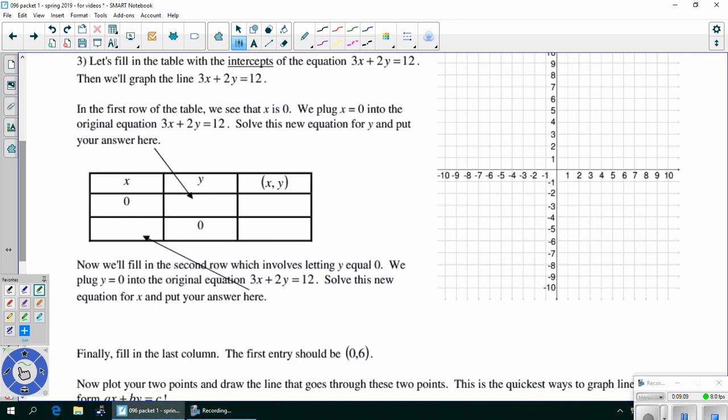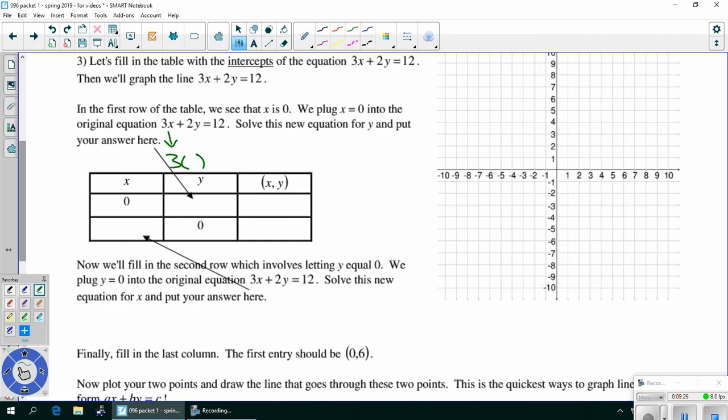So let's take a look at this table here. We've got an x and we've got a y, and we've got ordered pairs x, y in parentheses. And you'll notice that I've picked x equals 0 and then separately y equals 0. So let's talk about this. Let's just plug in the zeros we pick because they're easy to plug in. So let's plug in the 0 for x first.